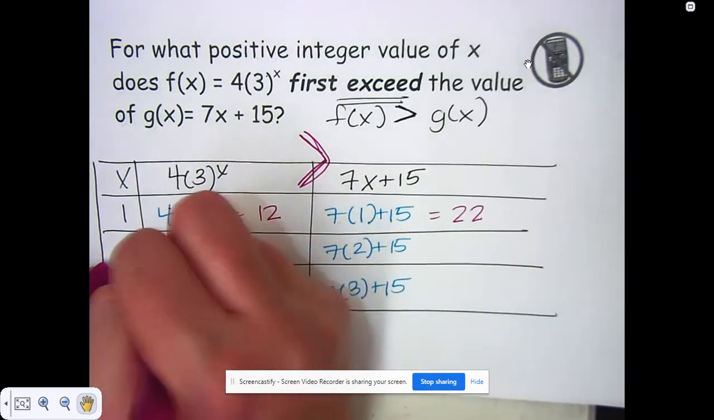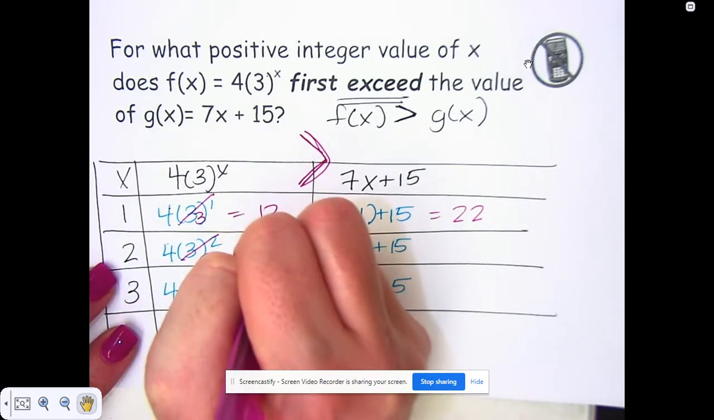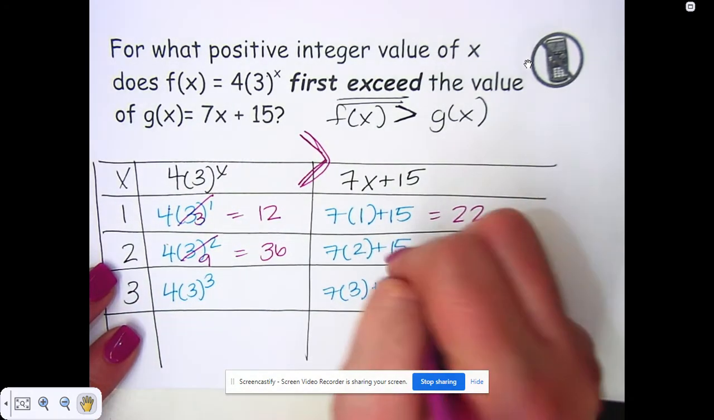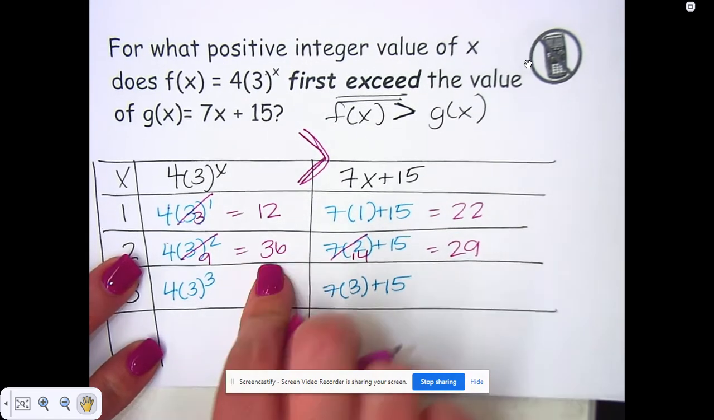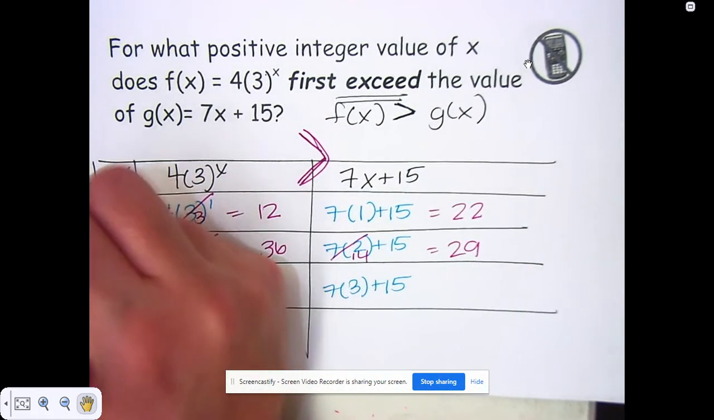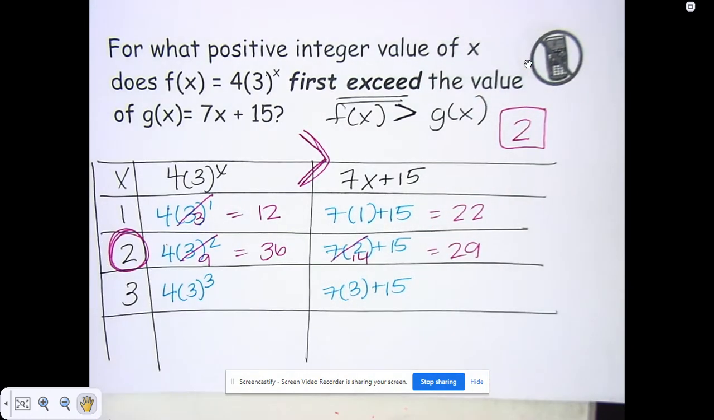Okay. 3 squared is 9. 9 times 4 is 36. 14 plus 15 is 29. So see already, 36 is larger than 29. So it first exceeds at 2.